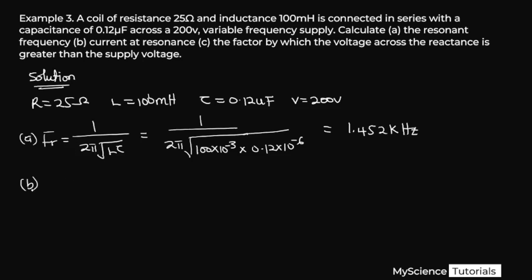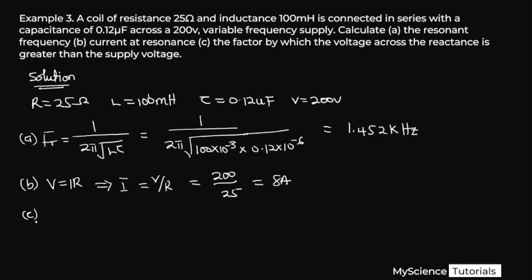So let's look at B, the current at resonance. To find the current at resonance, we use V is equal to IR, and then this implies that our current is equal to the voltage on the resistance. We're given the voltage to be 200 volts and the resistance to be 25. So 200 on 25 will give us 8 amperes as our current. So let's look at C, our Q factor.